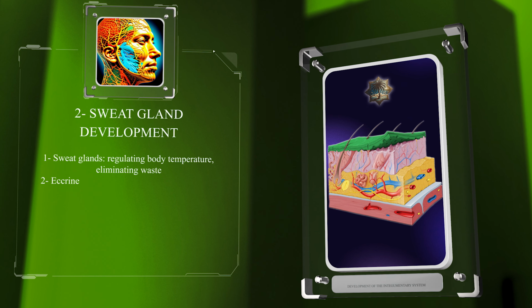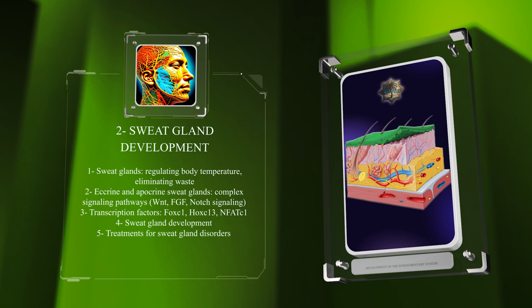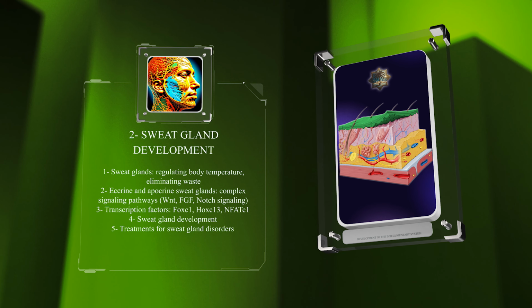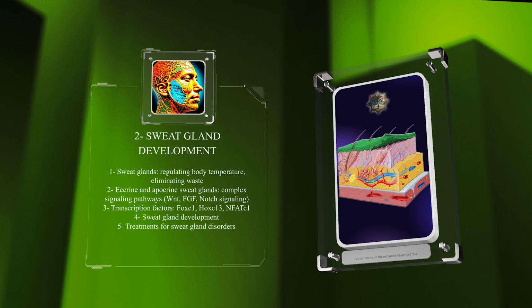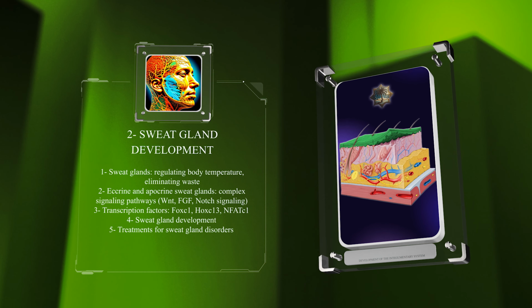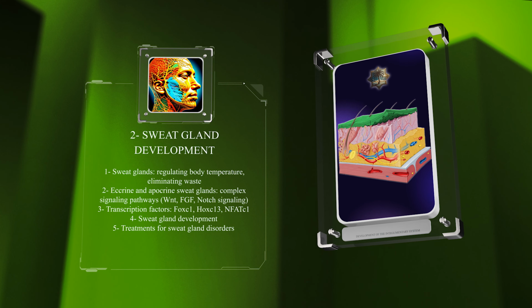Sweat glands are crucial for regulating body temperature and eliminating waste through sweat. Eccrine and apocrine sweat glands are formed through complex signaling pathways involving WNT, FGF, and Notch signaling. Transcription factors like FOXC1, HOXC13, and FAC1 are also important for sweat gland development. Understanding these processes can help develop treatments for sweat gland disorders.